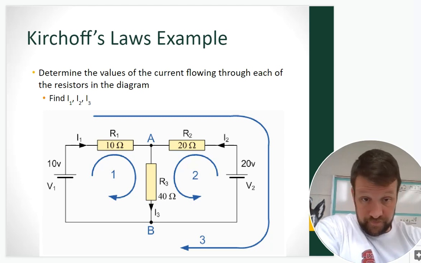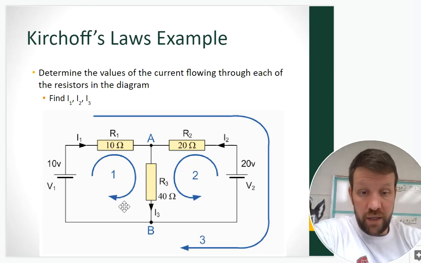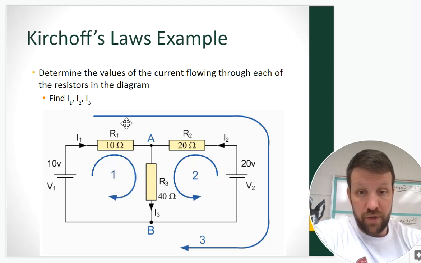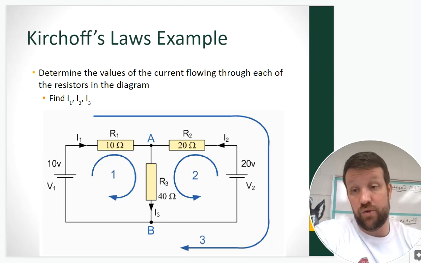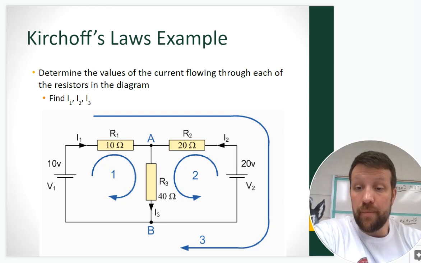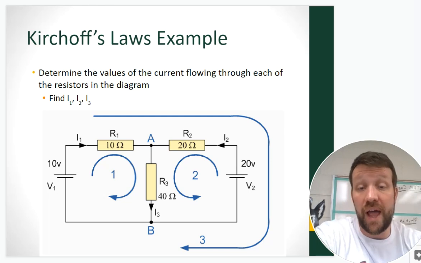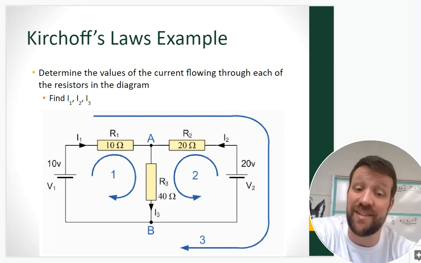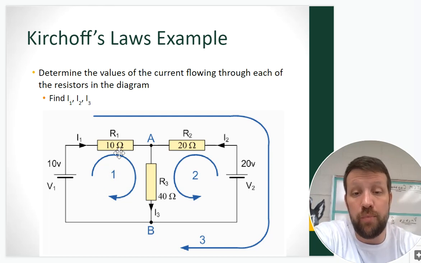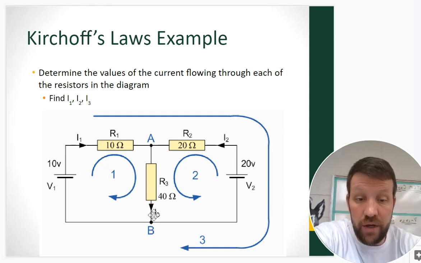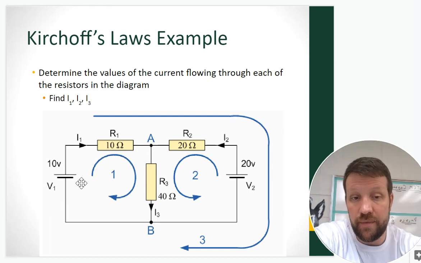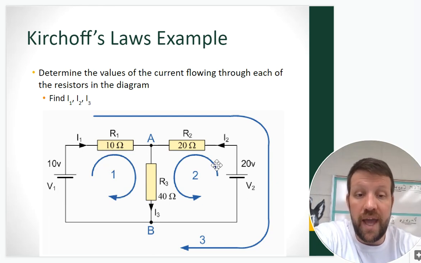An example here, we've got 1, 2, 3 different loops. I'm going to jump to this next one and just show you the example quickly so that we can build on this much more in class, as opposed to saying, hey, pause and try to solve this, because this is going to be pretty tough. But you see right here in loop 1, we have some current I1 that's moving through resistor R1 and R3. It's generated likely because of this voltage source. In loop 2, we have a current I2 moving through R2 and R3.